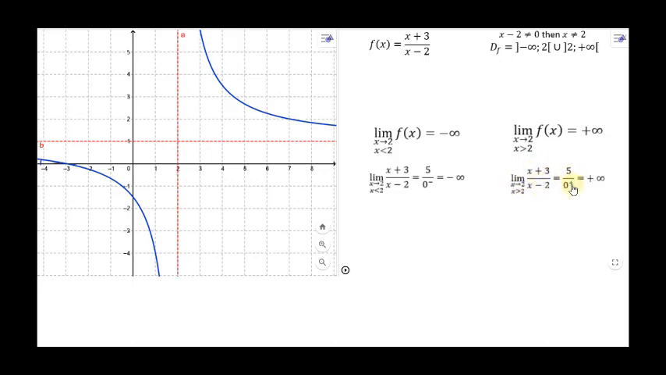We will get 5 over 0 plus, which is plus infinity. So also the same result. So we can have it as a rule. If limit as x tends to a and x is less than a of a certain function is equal to plus or minus infinity, or if limit as x tends to a and x is greater than a of a certain function is equal to plus or minus infinity, then x equals a is a vertical asymptote.